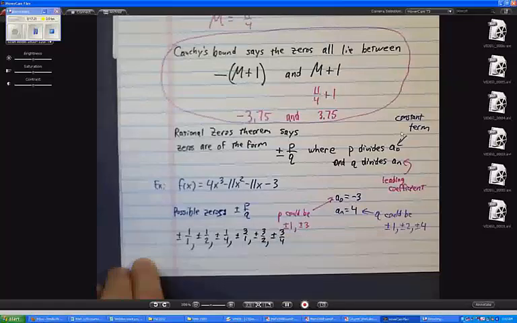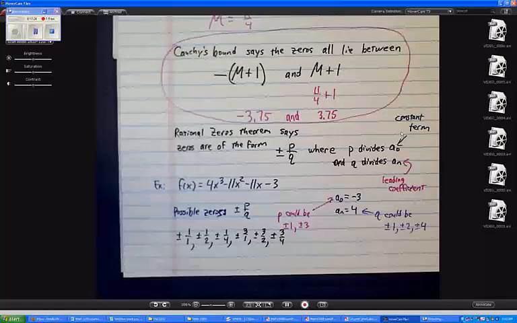Wow. But that's it. That's all the possible rational zeros there could be. That's it. 7 is not a 0. 15 is not a 0. But one of these things might.